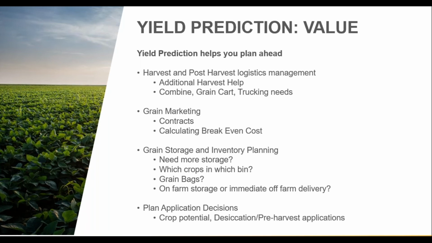And then, grain storage and inventory planning. So based on this yield prediction model, do we need more storage on the farm? Is that something we want to get done before harvest comes? Which crops and which bin? We could compare our soybean versus canola yield potential on the farm, considering the difference in seed size on those. They obviously take up more or less space because of that. So we can again compare the yield potential of crops across the farm as well.